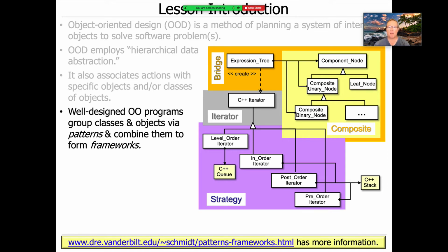Well-designed object-oriented programs will group the classes and objects together using patterns to guide what goes where and how the interfaces and dependencies are reconciled. And then they're integrated or combined to form something called a framework. And we'll spend a lot more time shortly talking about what a framework is. In a nutshell, a framework is an integrated set of classes that collaborate to provide a reusable architecture for a family of related applications. And pretty much everything in today's programming landscape in the ecosystem of software development in 2020 and beyond is based on frameworks.